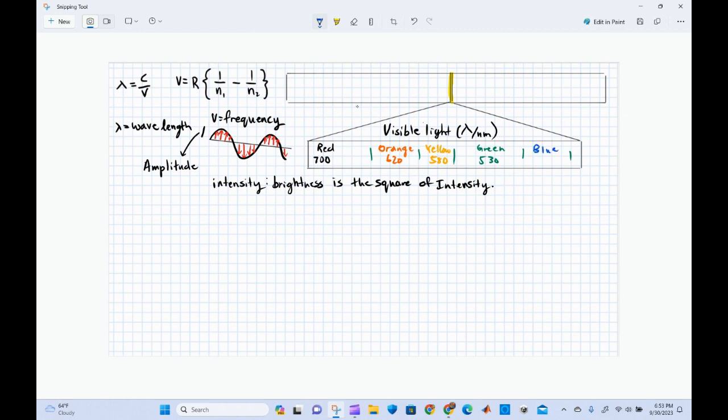Blue and violet are so similar that I don't understand why people consider them different colors, but they do. I'm always confused why they consider this different. Violet is 420. It's such a small difference over here, but you kind of get that general idea.